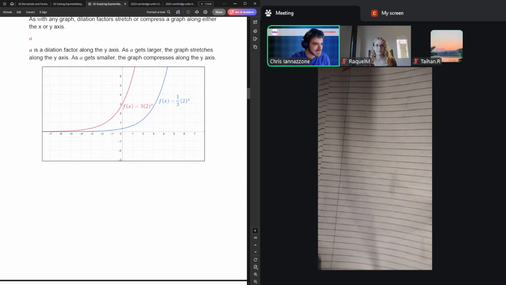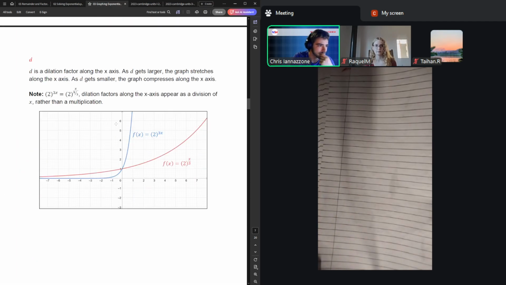Dilation factors work the same as they always have. If you multiply at the front, you're just going to stretch it along the y, or you could also say from the x. Essentially, the y values that you would have had have been multiplied by this number. So this would have been 2 to the power of 1. It's now 3 times 2 to the power of 1, which is why it's going up. The y values are bigger.